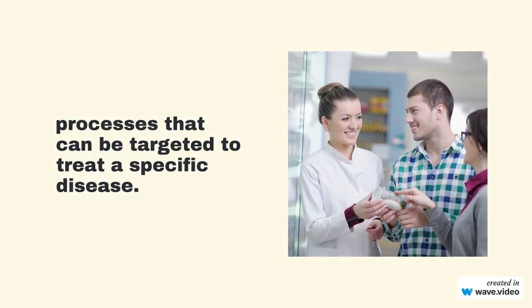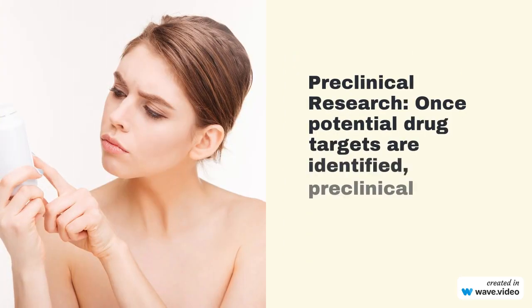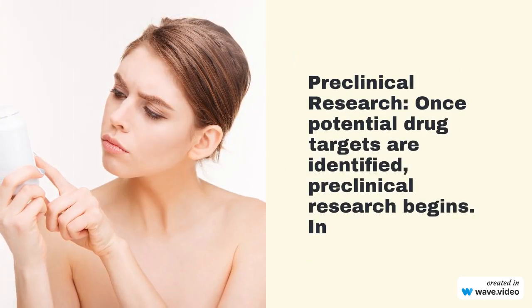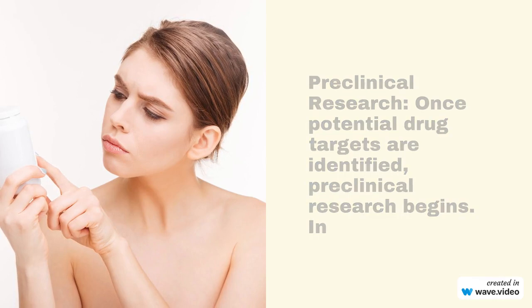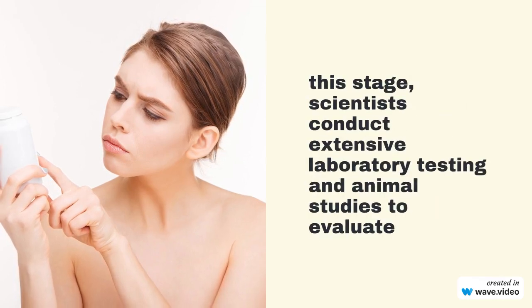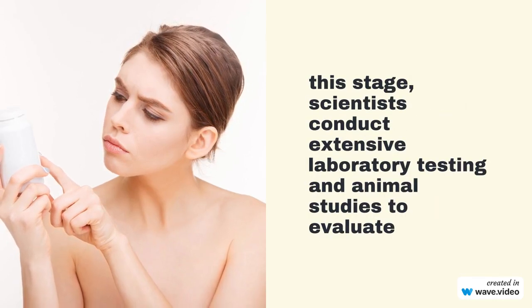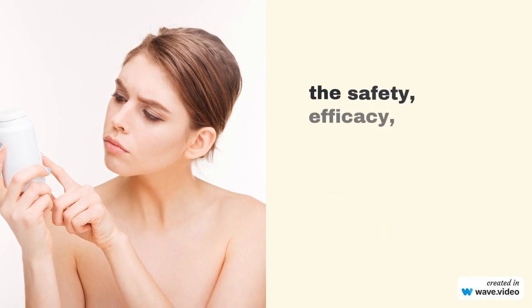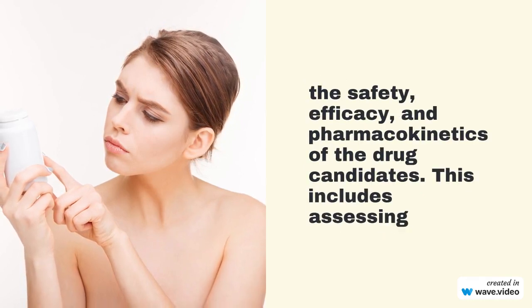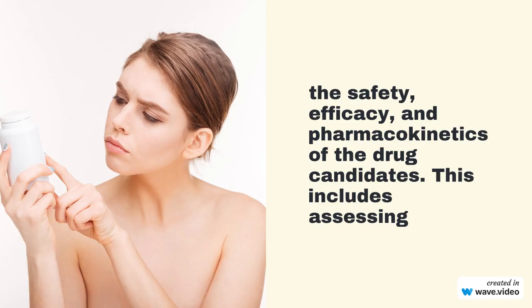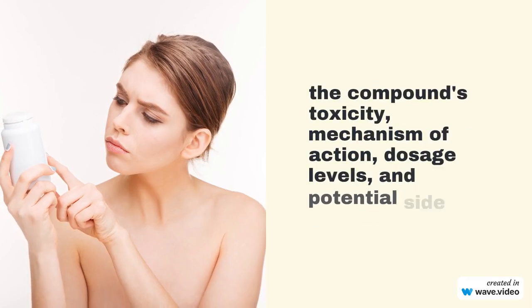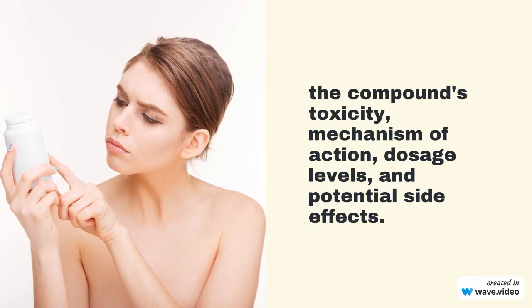Clinical trials. If a drug candidate shows promise in preclinical research, it advances to clinical trials. Clinical trials are conducted in human volunteers and typically consist of 3 phases. Phase 1 trials involve a small number of healthy participants to evaluate safety, dosage, and side effects. Phase 2 trials expand the participant pool to evaluate the drug's effectiveness and further assess safety. Phase 3 trials involve large-scale studies to confirm efficacy, monitor side effects, and compare the drug to existing treatments. These trials provide critical data for regulatory approval.